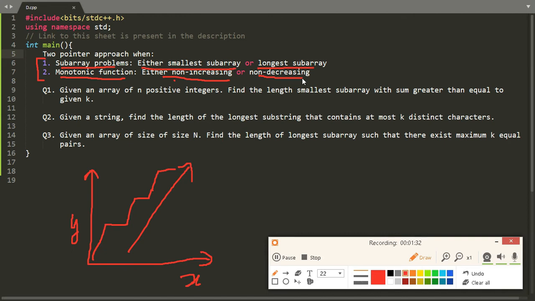Don't worry if you still don't understand what a monotonic function is. I will show you how to check these two conditions with examples in these three problems. Then you will have a better idea.